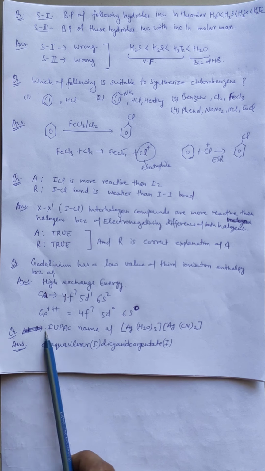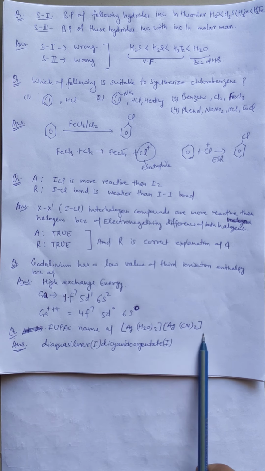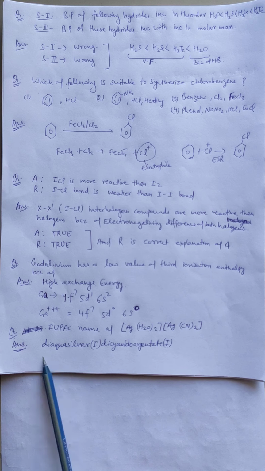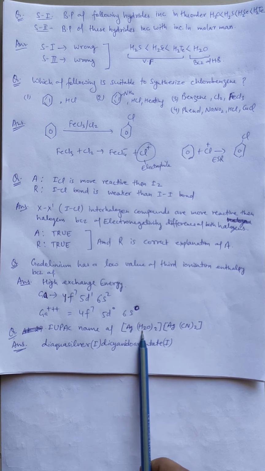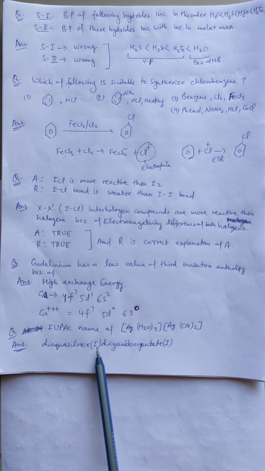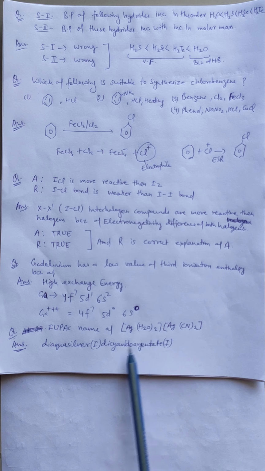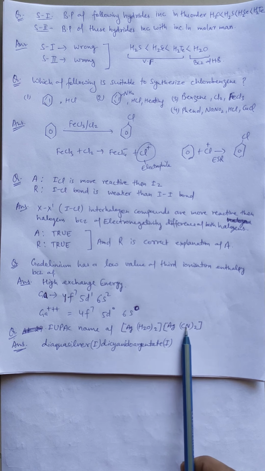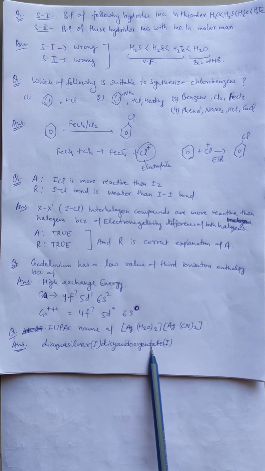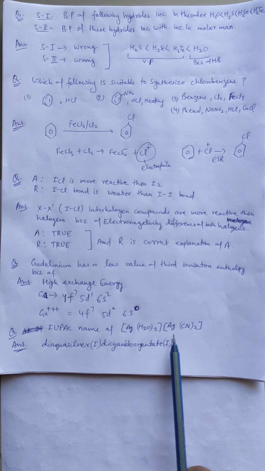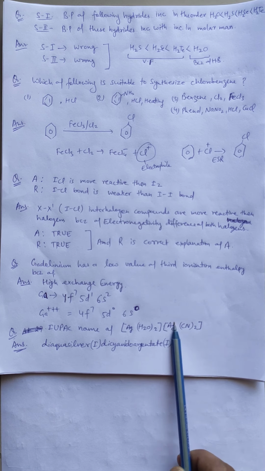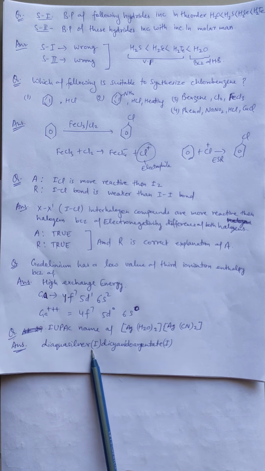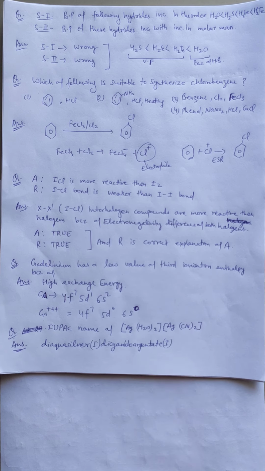Now the next is the IUPAC name of the given compound. If you see here, so diaqua silver, here the +1 oxidation state, dicyanide because it is negative, cyanido argentate. It is first because 2 CN negative, 2 negative charges are there, so +1, so the oxidation state here is +1.